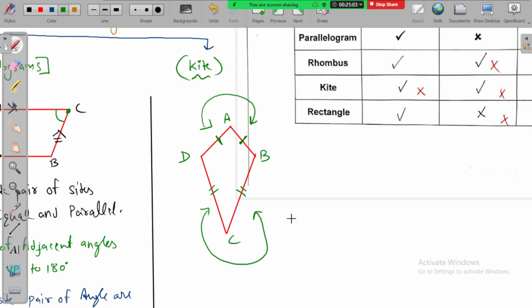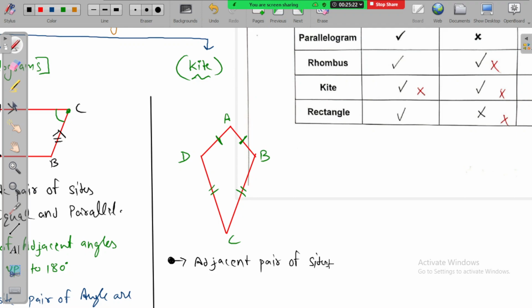Okay. So what can we mention for it? You can mention that the adjacent pair of sides are equal. That's the first property we got. Adjacent pairs of sides are equal. Is there any pair of sides parallel? You will say no. There is no pair of sides parallel to each other. Get it?